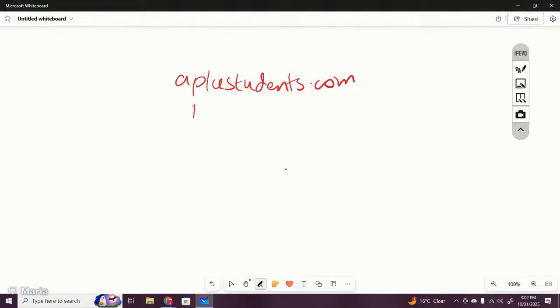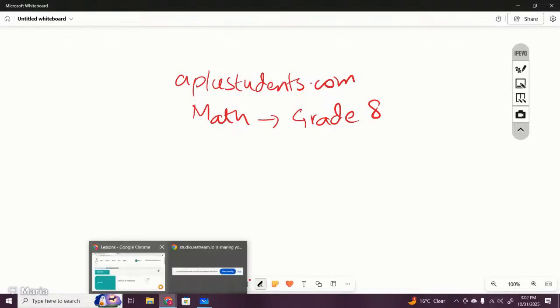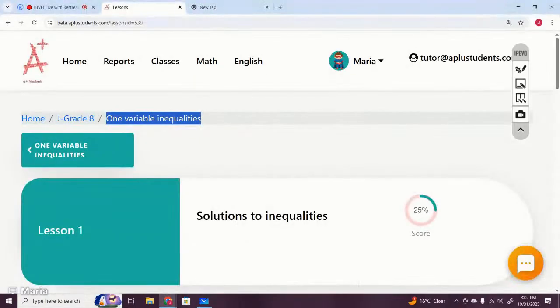Then you have to select math from the subject tab. Scroll down to grade 8 math and then click on view all lessons. There you can find a list of the chapters. We're going to start with chapter 1, variable inequalities.